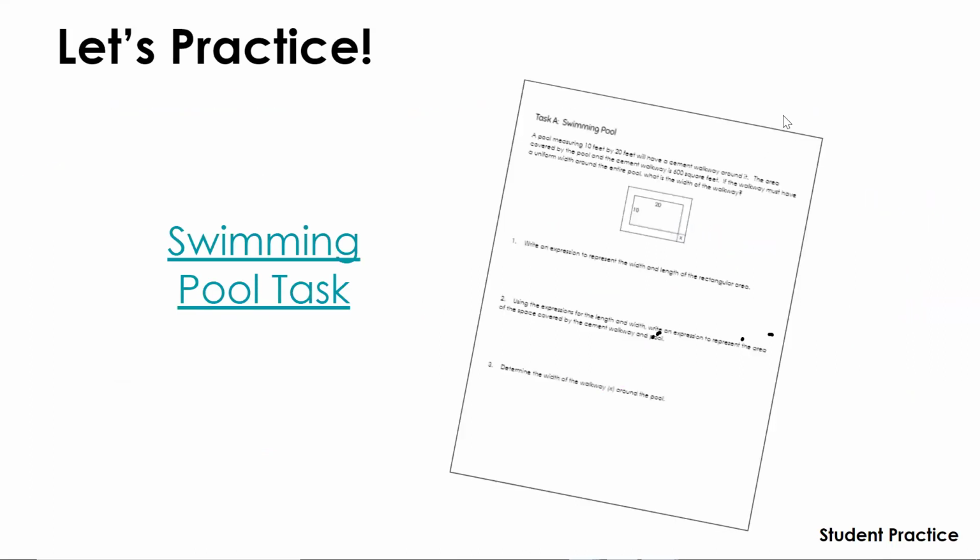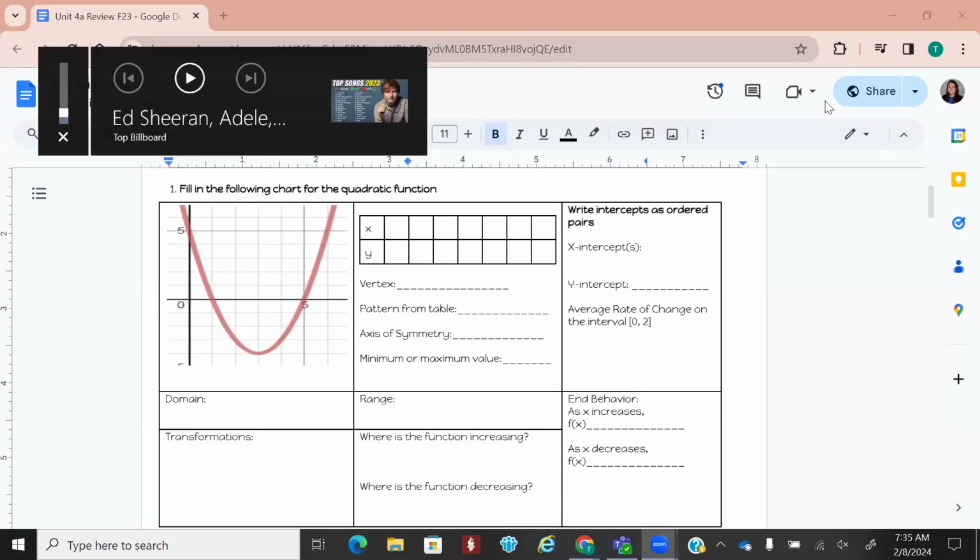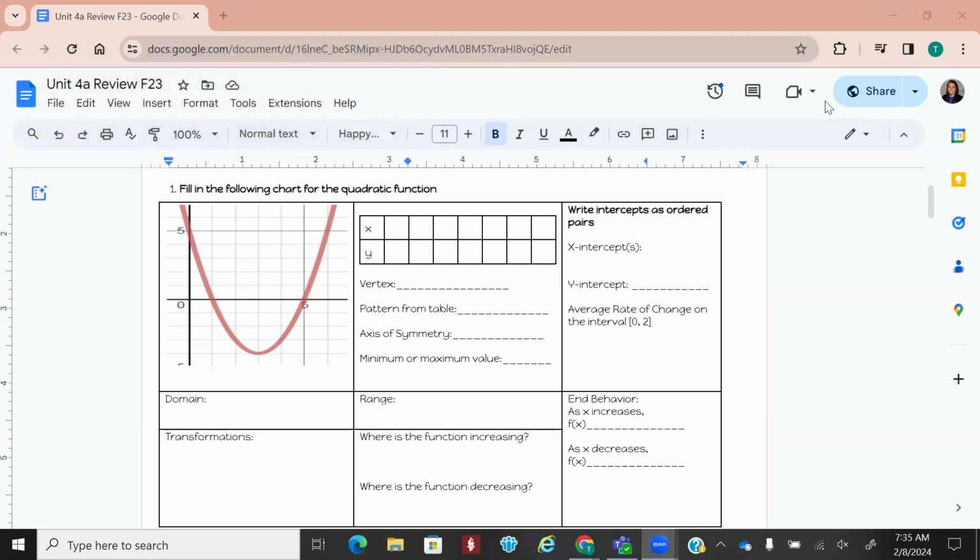And we're going to skip the swimming pool task. So I want us to use this as a review for your mastery check on Friday. This is basically what it's going to ask you. It's going to ask you for the axis of symmetry, the x-intercept, the y-intercept, etc. So let's go ahead and take a look at that.